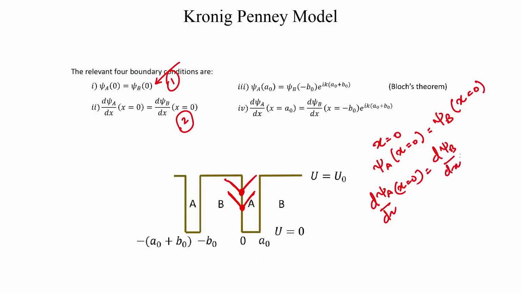Now the next two boundary conditions may not be very familiar. They arise from something called Bloch's theorem, which is applied when you have a periodic arrangement or a periodic potential profile. When you have an infinitely periodic potential profile, we can use Bloch's theorem. And what is Bloch's theorem?